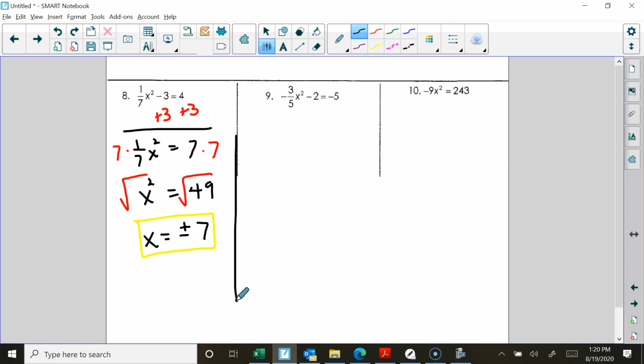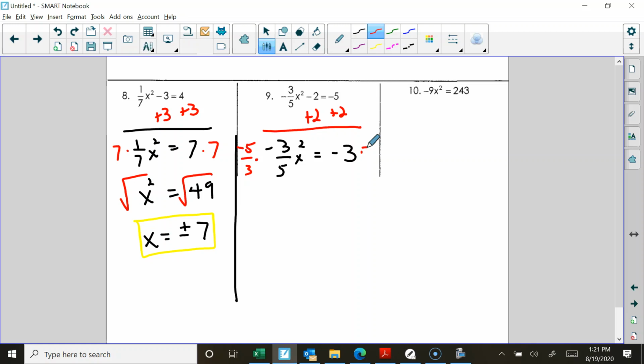Number 9. Adding 2. We do addition and subtraction first if we can. Negative 3/5 x squared equals negative 3. Multiply both sides by the reciprocal. This is going to be one of those things you really want in your toolbag, okay? Things that you can do. So we're going to multiply by negative 5/3. We're going to flip the fraction 3/5.